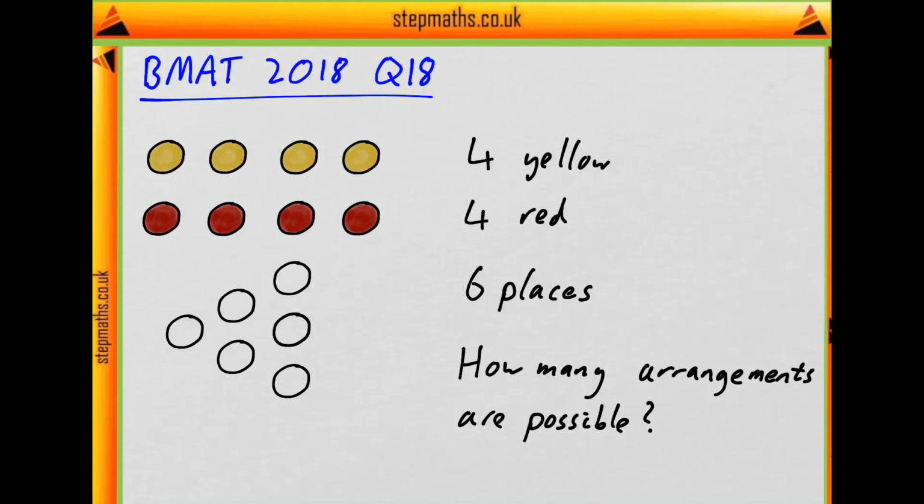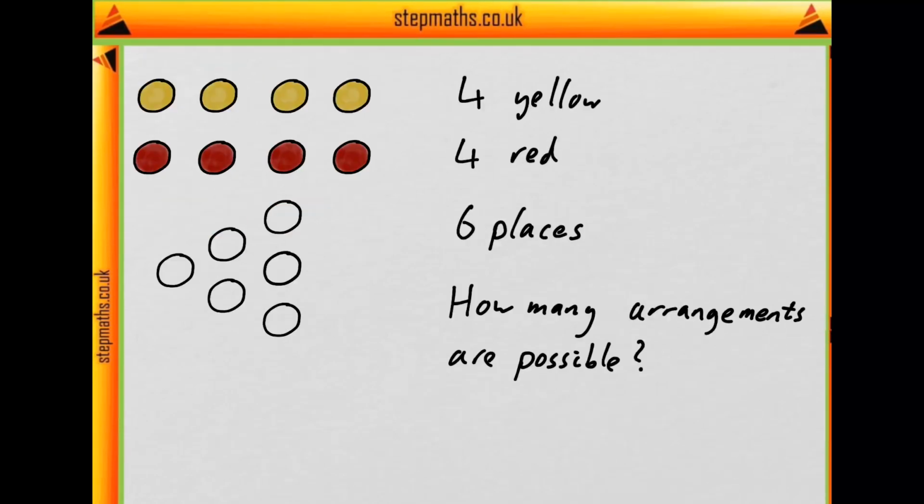This is question 18 from section 1 of the 2018 BMAT. In this question we have 8 Skittles, so 4 yellow and 4 red, and 6 places to put them in, arranged in a triangle, and we're asked how many different arrangements are possible.